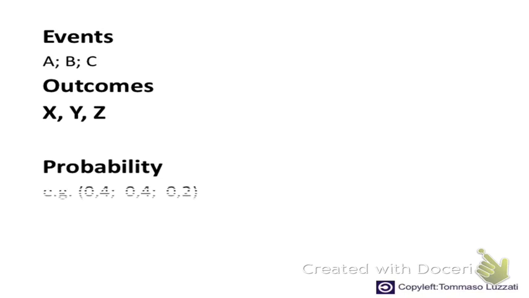And so suppose you have three events, A, B, and C, and three possible outcomes, and some probability. For instance, 0.4, 0.4, and 0.2. There is a mistake there. There is a comma rather than a point.